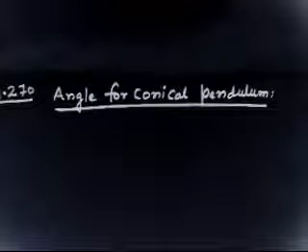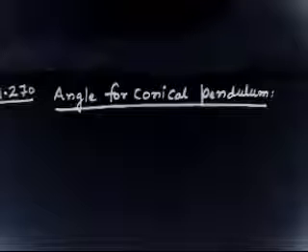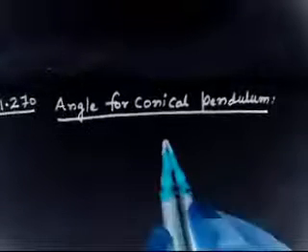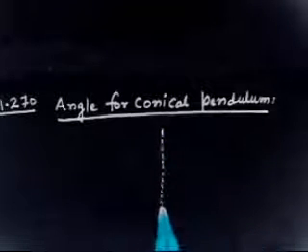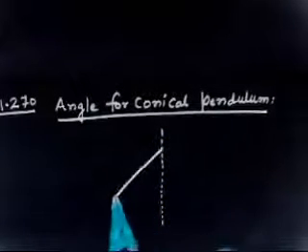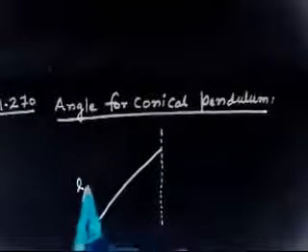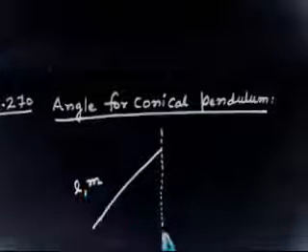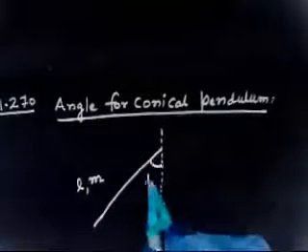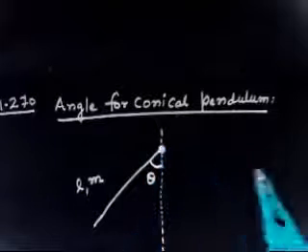A conical pendulum, a thin uniform rod of length L and mass M, rotates uniformly about a vertical axis with angular velocity omega. The upper end of the rod is hinged. So this is the vertical axis you have, and there is a rod, and the length of this rod is L and the mass of this rod is M, and let us say this makes an angle theta with the vertical, and this rod is hinged at the upper point.